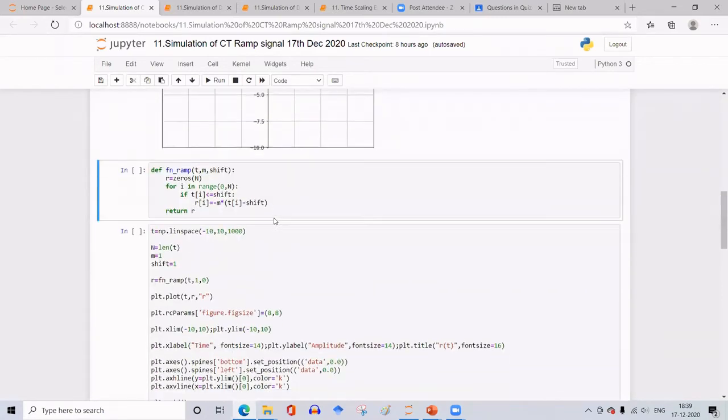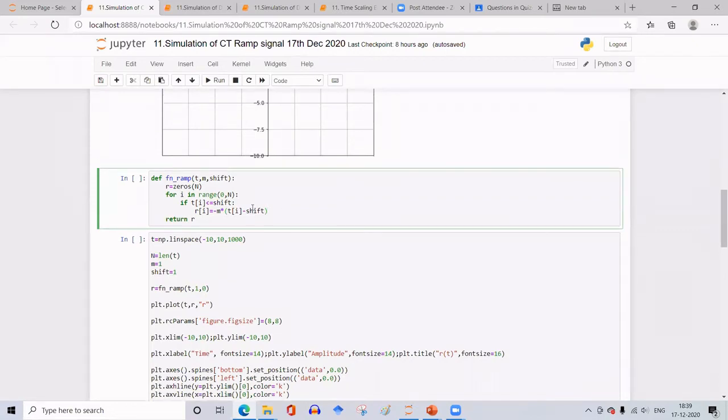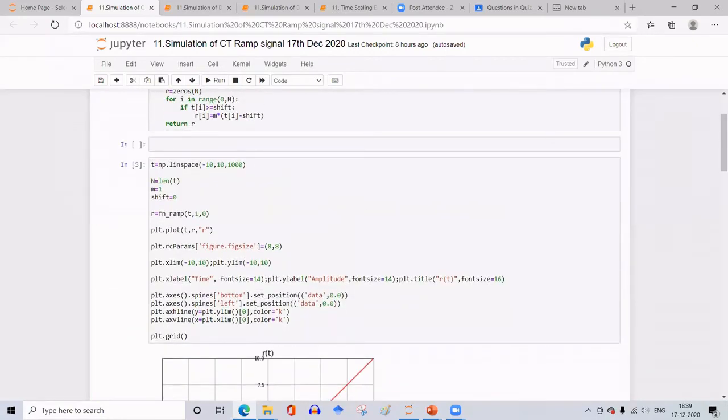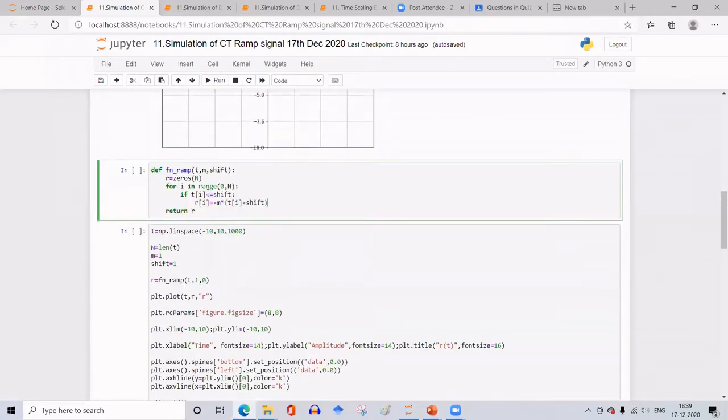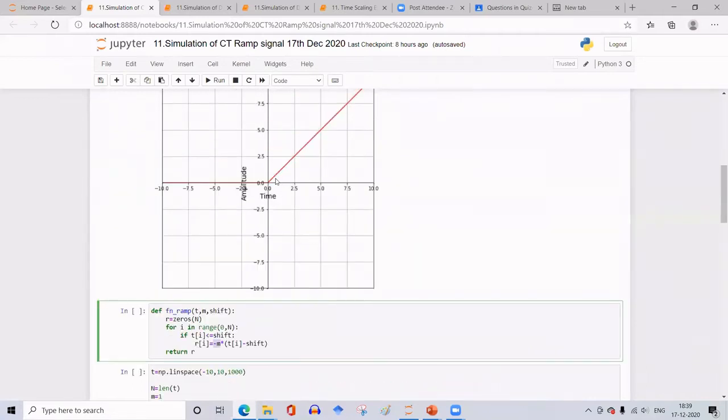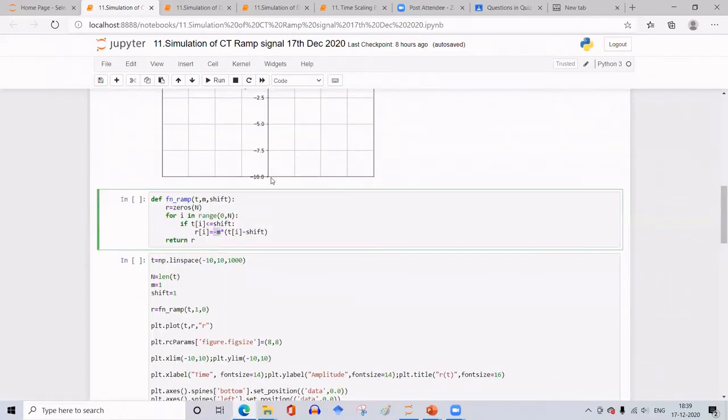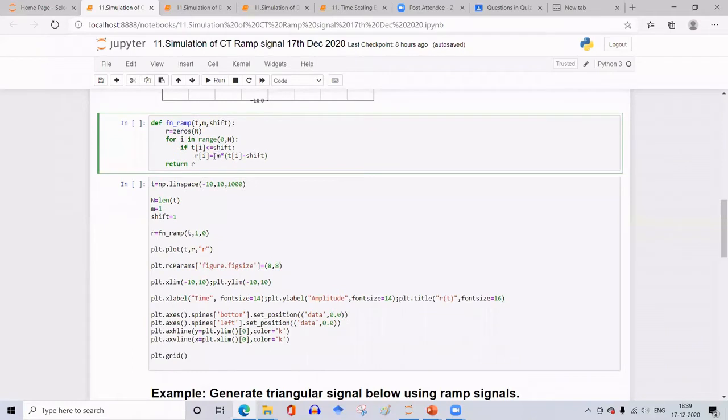So how to fold this? Similar to the process we have done for a step signal. To fold it, just change the sign here. Instead of comparing greater than or equal to the shift, you just compare it with less than or equal to the shift. And in the calculation here, you must replace m by minus m. When you fold it, its slope also gets reversed. Suppose instead of drawing this, I draw it this way, that is the folded ramp, which will have a slope equal to negative. So that is why you have to take care here.